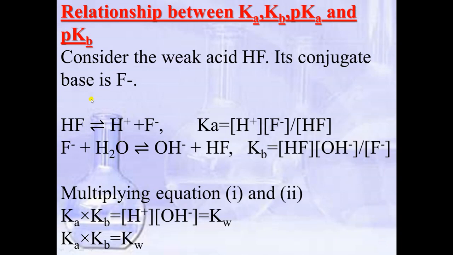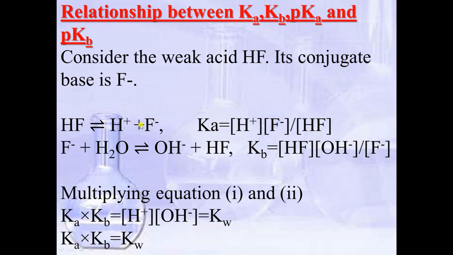Now next is the relationship between Ka, Kb, pKa and pKb. So here we will consider a weak acid HF, which will dissociate into ions and form a conjugate base. When HF dissociates into ions, it forms H positive and F negative. So here this is the acid, and F negative is the conjugate base of HF.